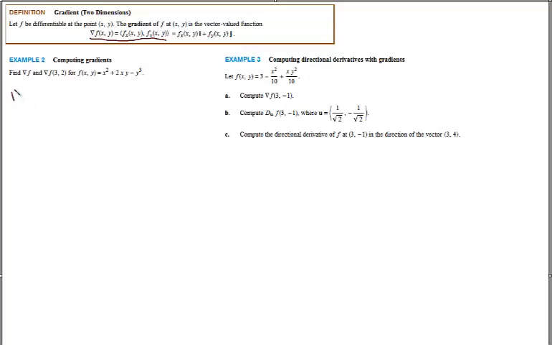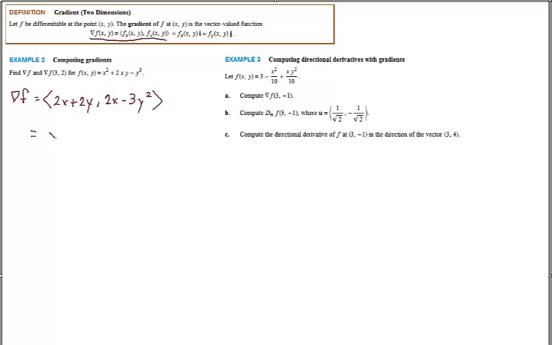So let's find the gradient of f. So I'm going to take the partial with respect to x. That means that's going to be 2x plus the partial of this with respect to x will be 2y, and that is my x component, or my i component there. The next will be take the derivative of this with respect to y. That would be 2x minus 3y squared.